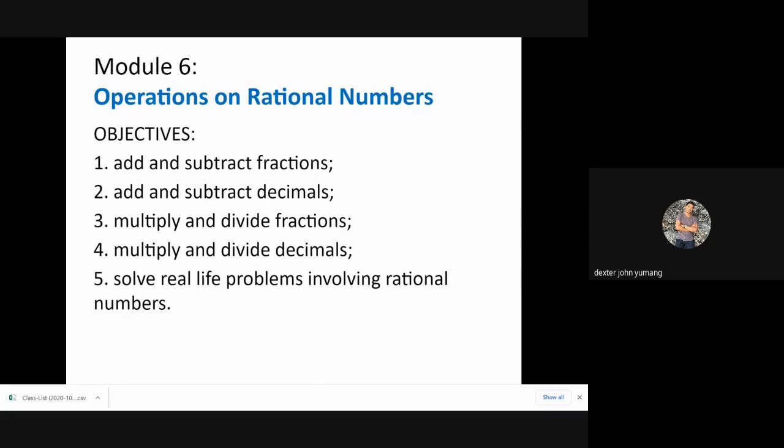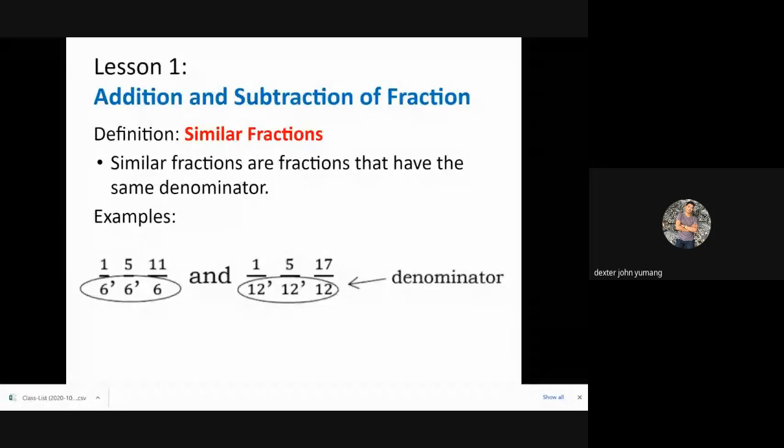So let's move to lesson number 1. Lesson number 1 talks about the addition and subtraction of fractions. From the words itself, addition and subtraction, therefore we will add and subtract, but what we add and subtract are fractions. And there are 3 types of fractions.